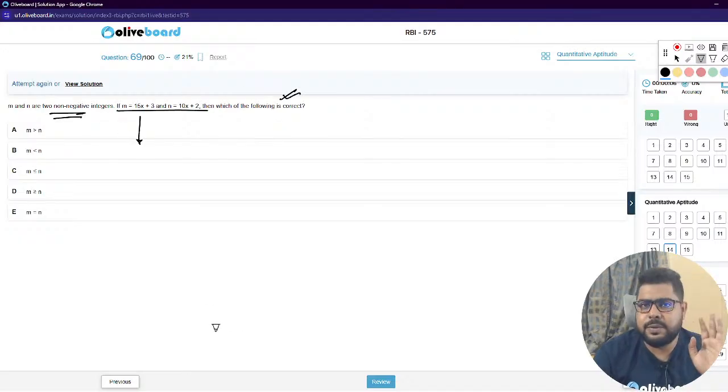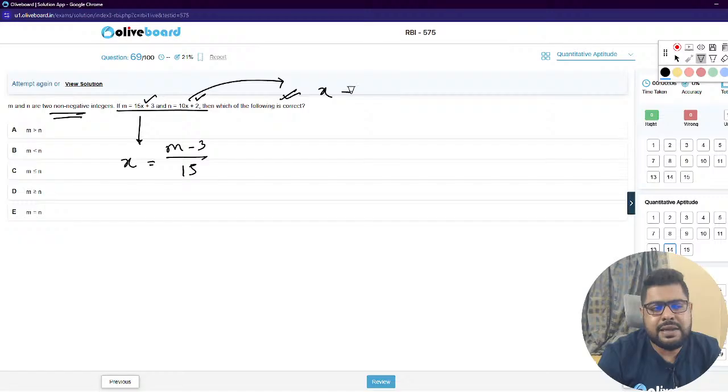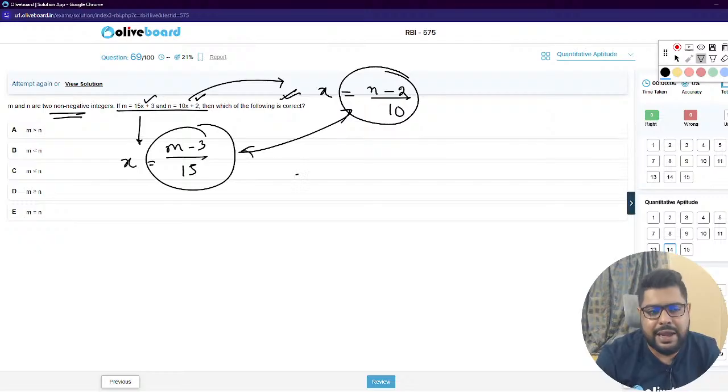Sir, from here, you have to figure out the values of M and N. How, sir? From equating x values. Sir, x from the first equation, can I say (m minus 3) by 15? X from the second equation, can I say it will be (n minus 2) by 10? Both are equal to x. So, can I say (m minus 3) by 15 will be (n minus 2) by 10?